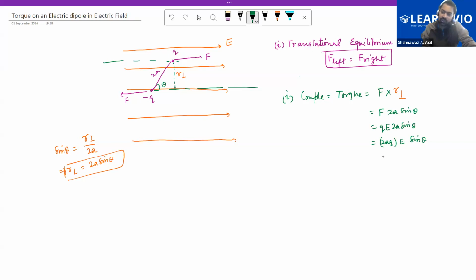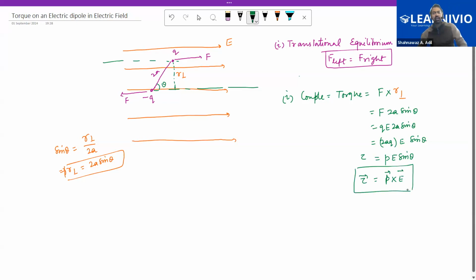Separation into charge. What is this thing? Dipole moment, right? So PE sine theta, right? And if we remember the cross product, this is PE sine theta, so this is P cross E, right? So then we can write the torque as P cross E. This is the torque experienced by the dipole in the presence of the electric field, right?